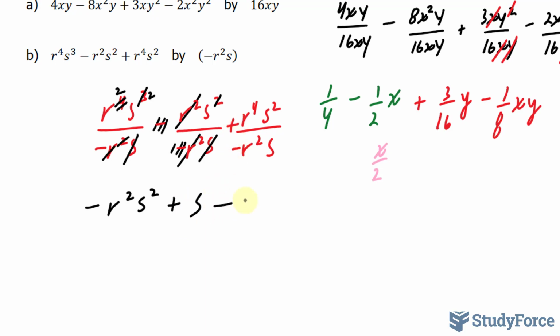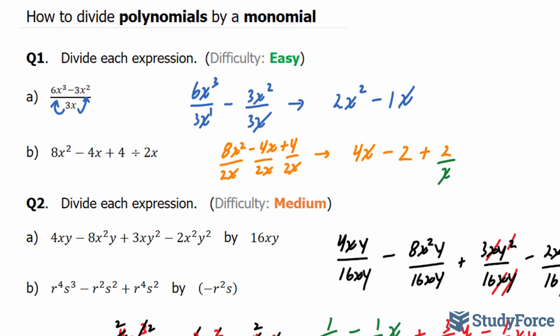Plus minus, that makes a negative. R to the power of 2, these two cancel out with 2 of these. This cancels out with one of these. There are no like terms among these three terms, and that's it. That is how to divide polynomials by a monomial.